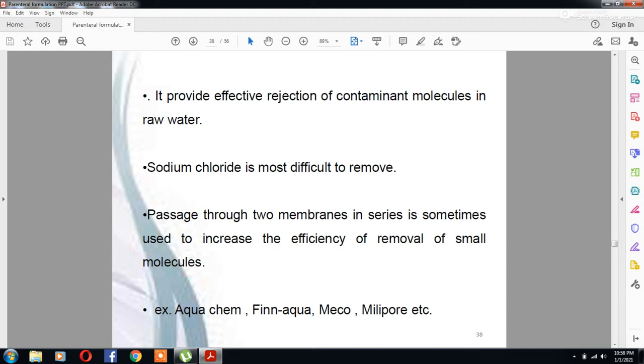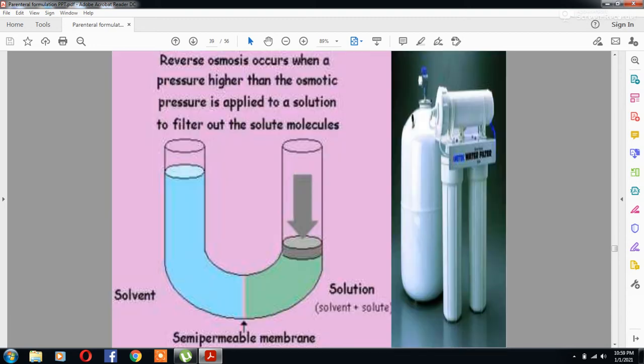Passage through two membranes in series is sometimes used to increase the efficiency of removal of small molecules. For example, Aquachem, Aquamiko, Medifor, etc.